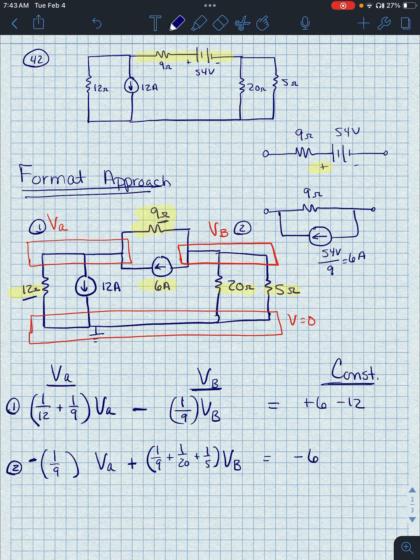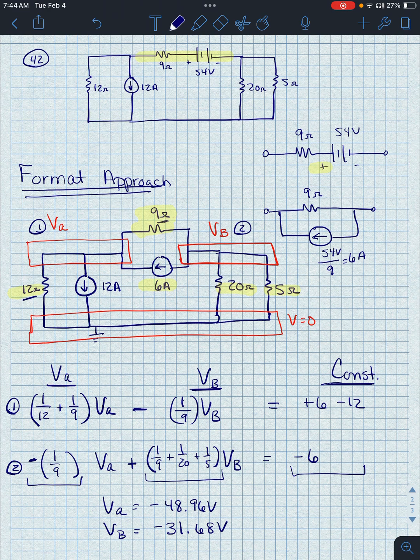So when you plug this into your matrix, so this will be your column 1, your column 2, and your column 3. When you plug that in, you should get, let me see, where's your VA? VA should be negative 48.96 volts. VB should be negative 31.68 volts.